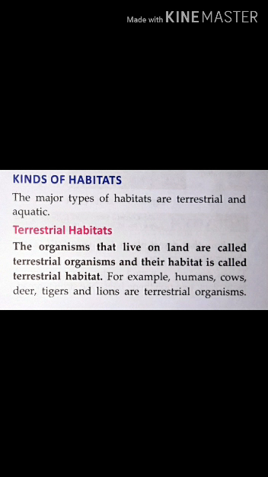Kinds of habitats. The major types of habitats are terrestrial and aquatic. Terrestrial habitats. The organisms that live on land are called terrestrial organisms, and their habitat is called terrestrial habitat. For example, humans, cows, deer, tigers, and lions are terrestrial organisms.